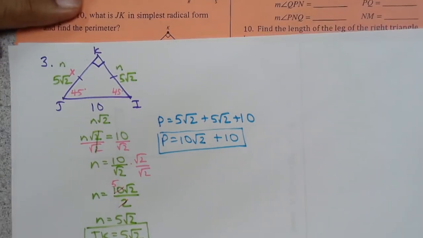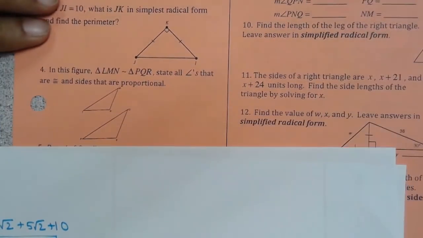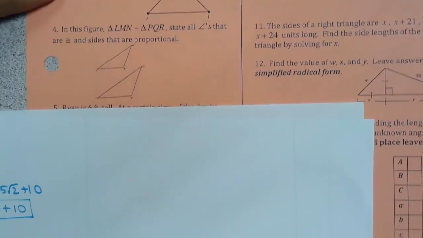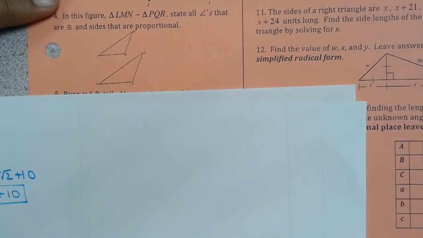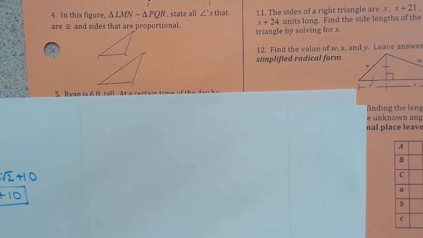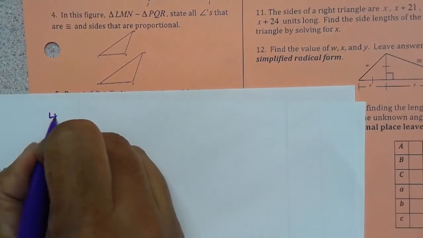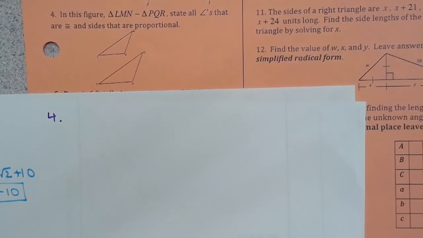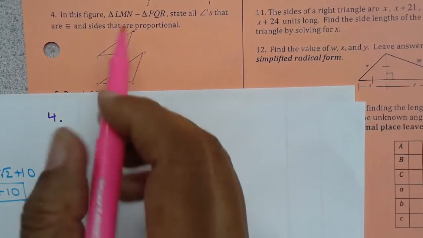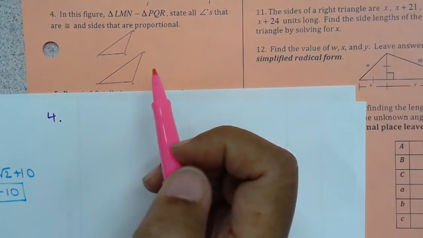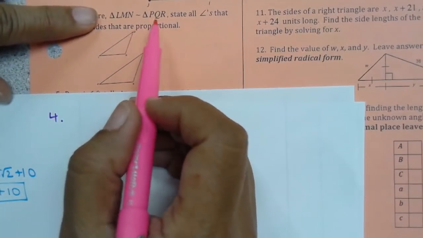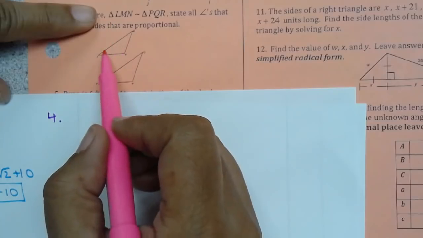All right, let's go ahead and go on to number 4. Number 4 is asking us to state all angles that are congruent and all the sides that are proportional. Let's start off with first finding all the angles that are equal. We actually don't need to know what the pictures look like because the letters should be in the same order that the angles line up.